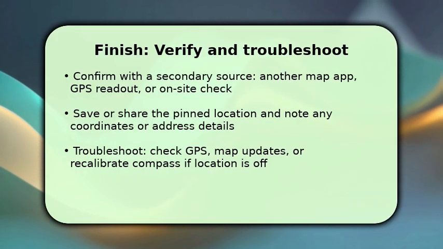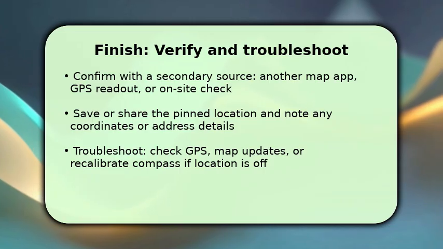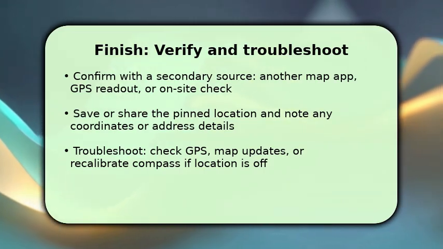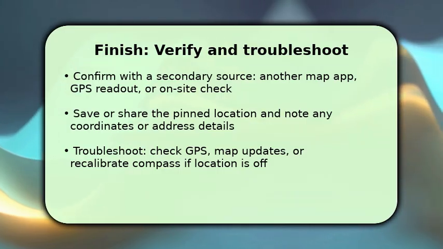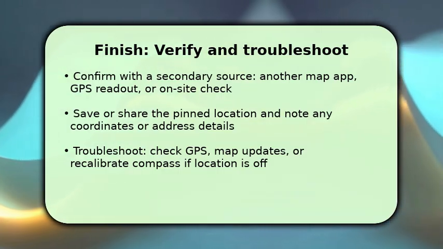If the location seems wrong, troubleshoot. Make sure GPS and location permissions are on, update map data, and recalibrate your compass or restart the device. If errors persist, try a different map source.